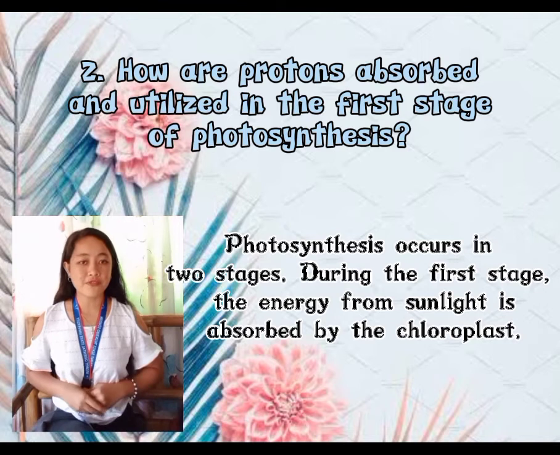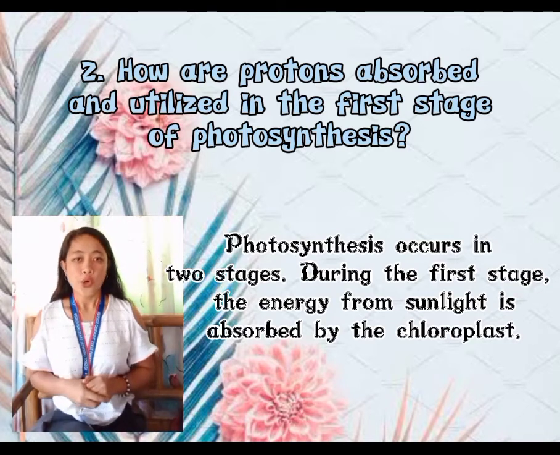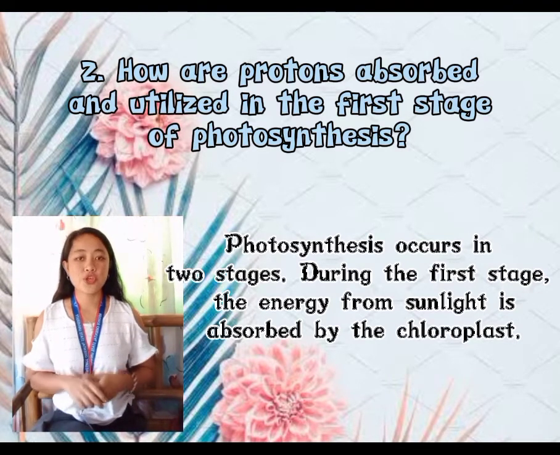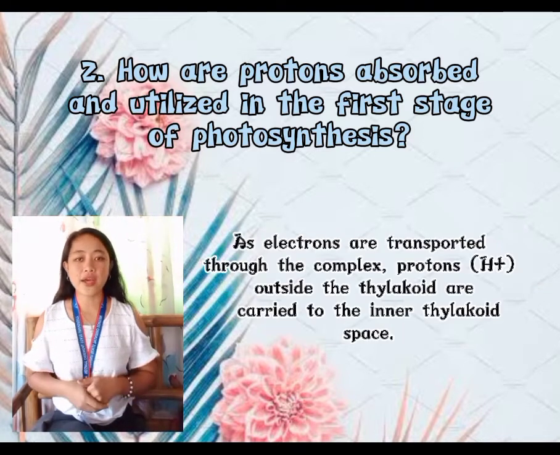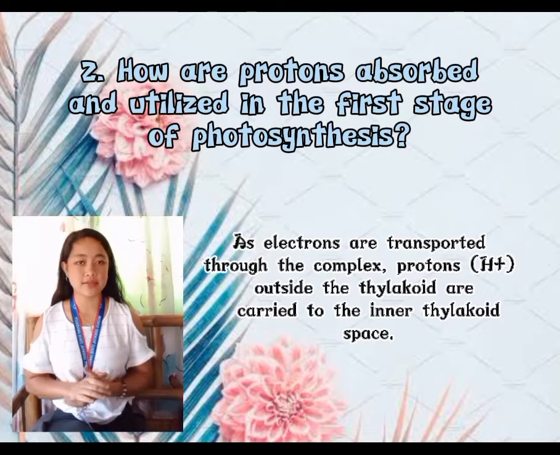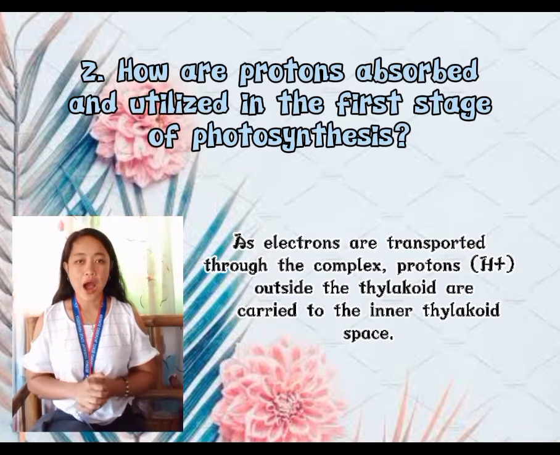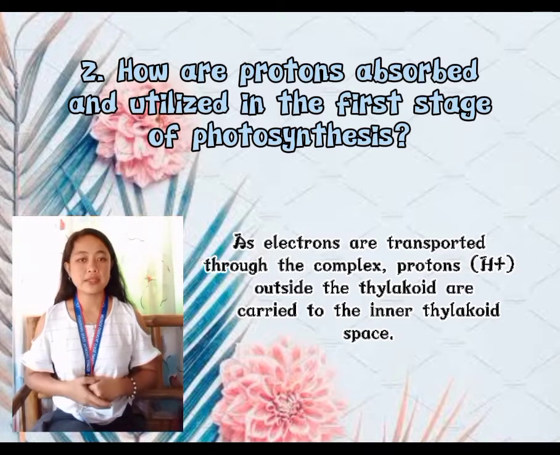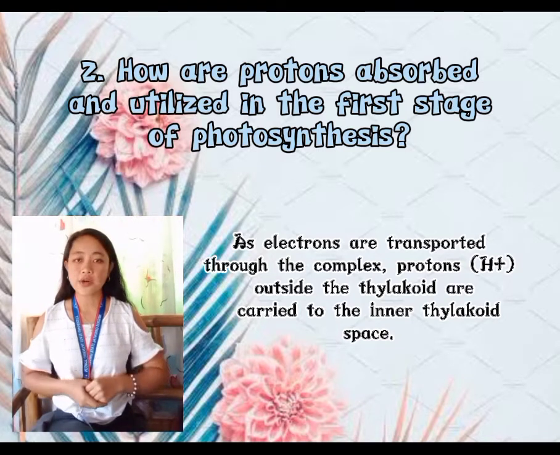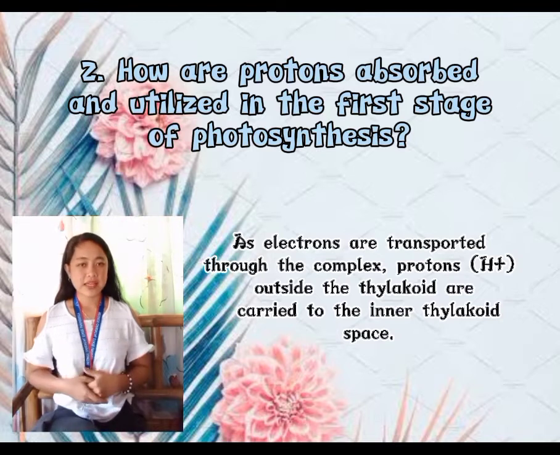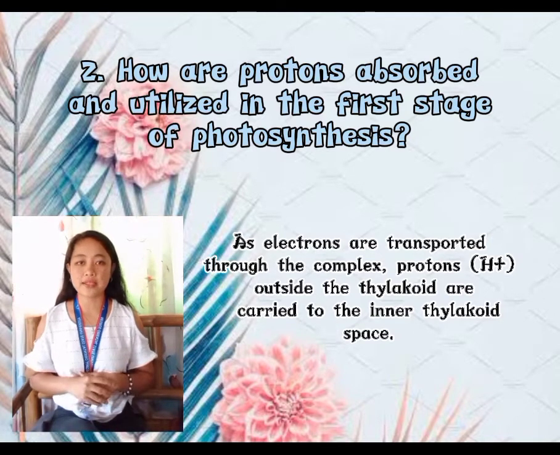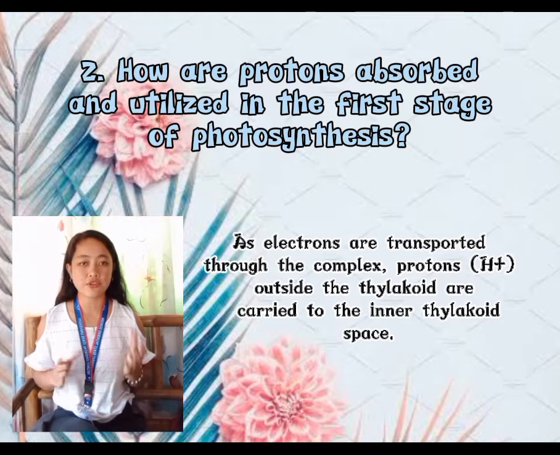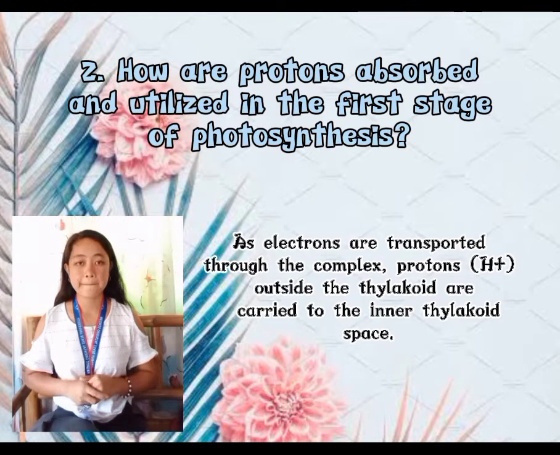The second part of photosynthesis, where are protons used in photosynthesis? In the thylakoid, as electrons are transported through the complex, protons outside the thylakoid are carried into the inner thylakoid space. The increase in proton concentration inside the thylakoid space creates a proton gradient across the thylakoid membrane.